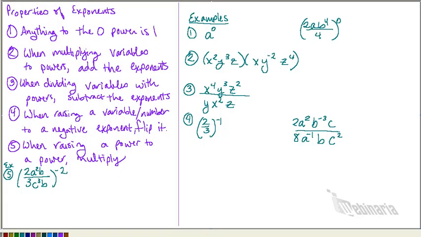There are 5 properties of exponents that we need to know for this week. The first one says anything to the 0 power is 1. Let's look at some examples. A to the 0. That's 1.